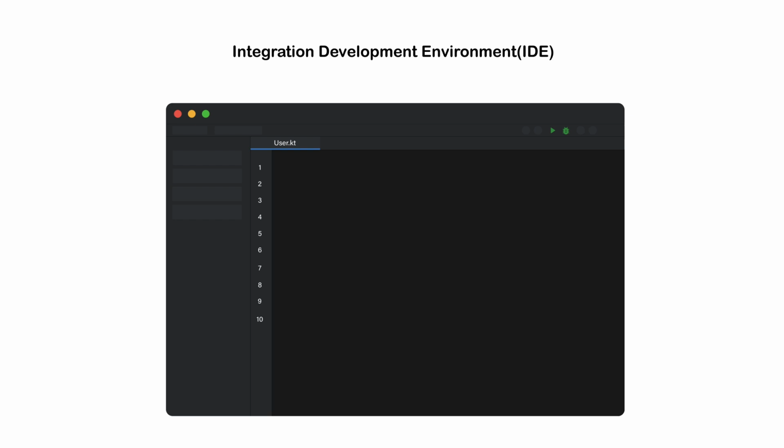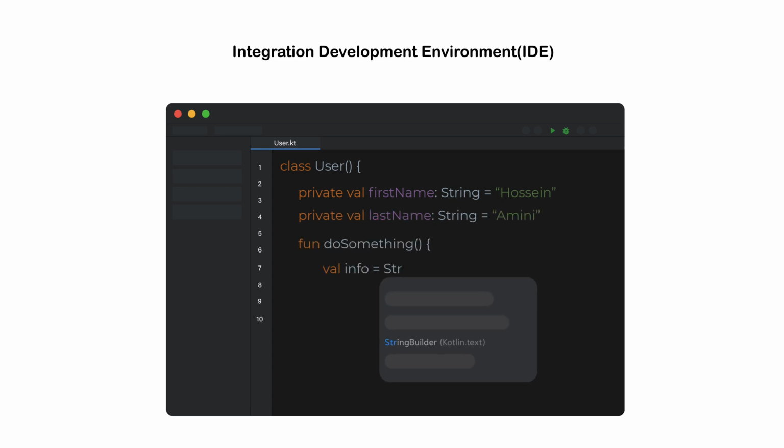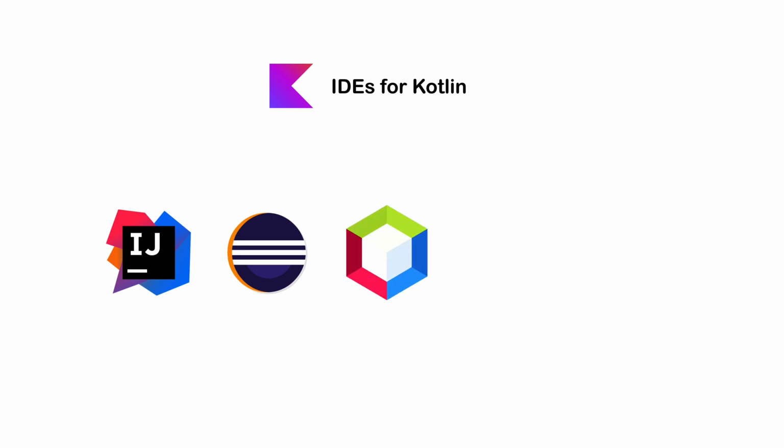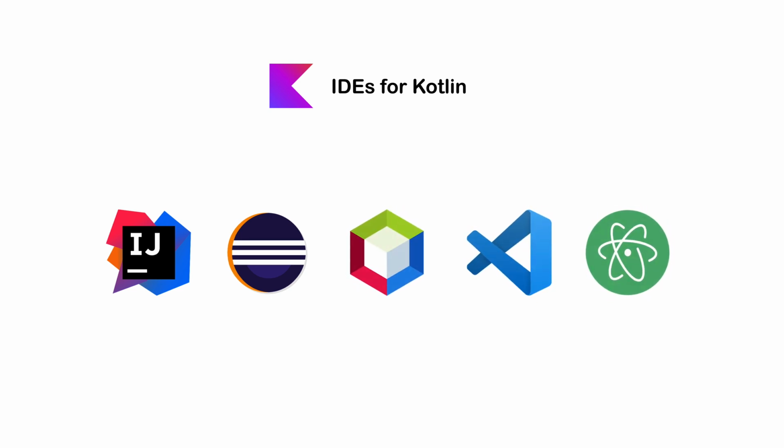IDEs speed up the development process by offering many features like syntax highlighting that changes keywords and words into different colors, and auto code completion which provides suggestions to help developers to write code faster with fewer mistakes. Depending on what programming language we use, there are different IDEs available for us. For example, some choices for Kotlin developers are IntelliJ IDEA, Eclipse, NetBeans, VS Code, and Atom.